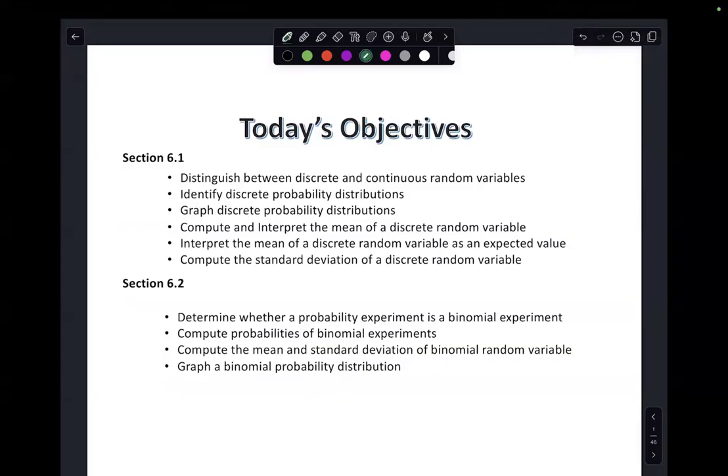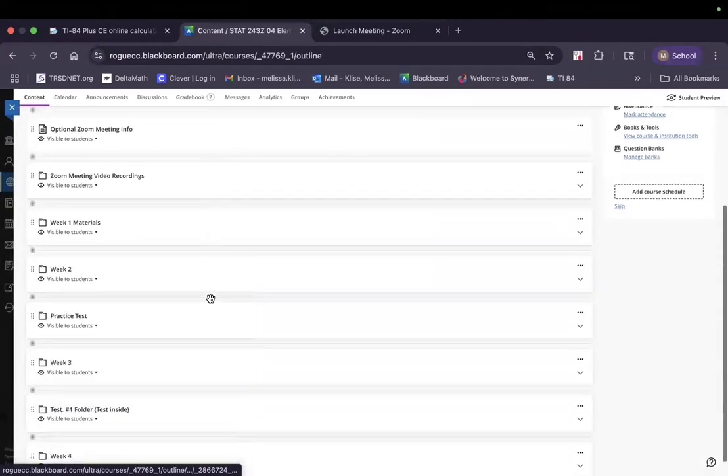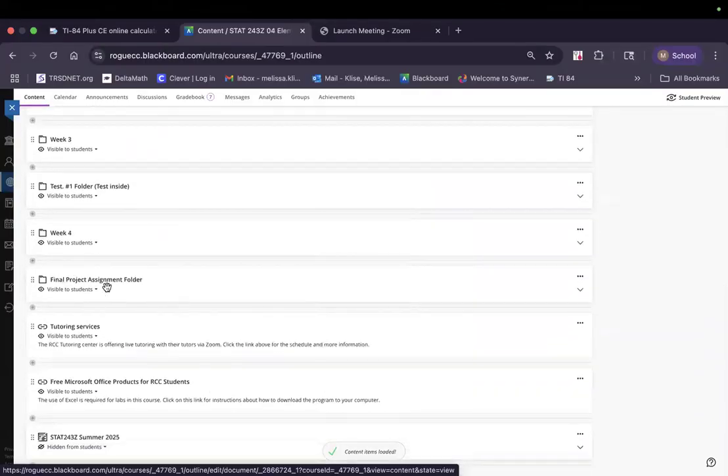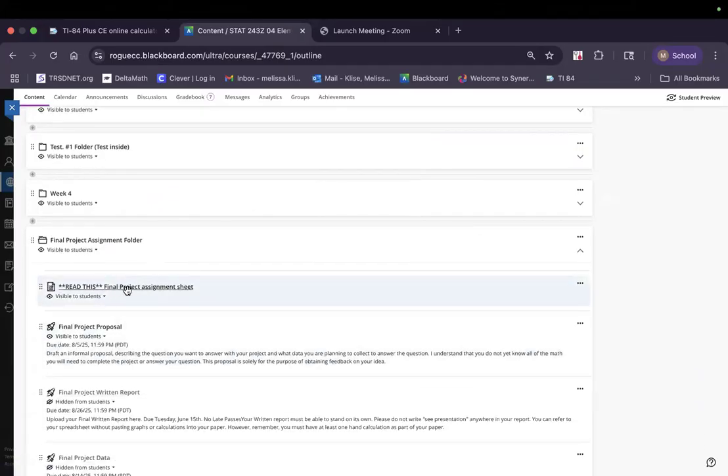So before we get into today's lesson, I want to talk about the final project that I sent out. There is a final project folder. It's very important. Okay, it's right here, final project assignment folder. When you click on it and go into it, this is the assignment sheet. It's the same thing I attached to the message. Make sure you are reading that before you submit any pieces to the assignment. Keep looking at it and re-looking at it. You don't want to miss any pieces of the assignment.